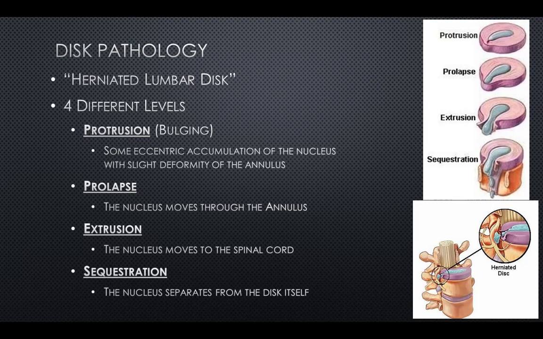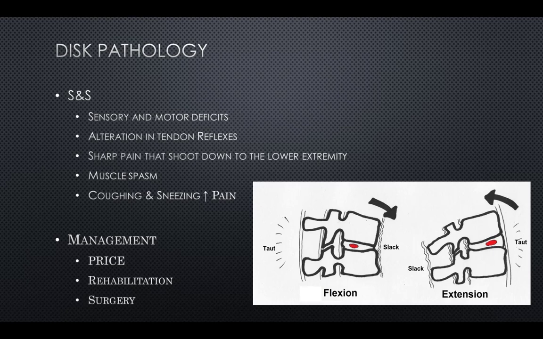Disc herniation is most common at the L4, L5 level. Disc pathology signs and symptoms include sensory and motor deficits, alteration in tendon reflex, sharp pain that shoots down to the lower extremity, muscle spasm, and increased pain with coughing and sneezing. Conservative management includes PRICE and rehabilitation as the first course of treatment. If that isn't effective, then possibly surgery is warranted.